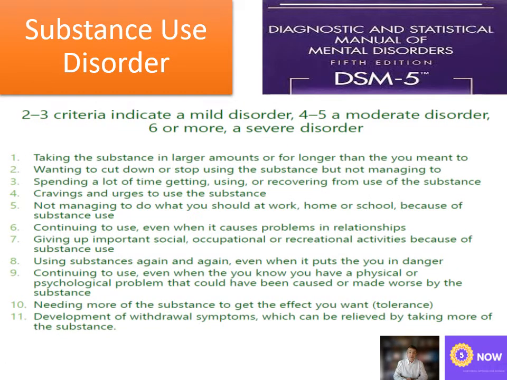Looking more specifically at the criteria as outlined in the DSM-5, you can see here there are roughly 11 indicators, and 2 to 3 criteria indicate a mild disorder, 4 to 5, a more concerning moderate disorder, and 6 or more, this is a severe substance use disorder. And in that category, we typically term that clinically as addiction.